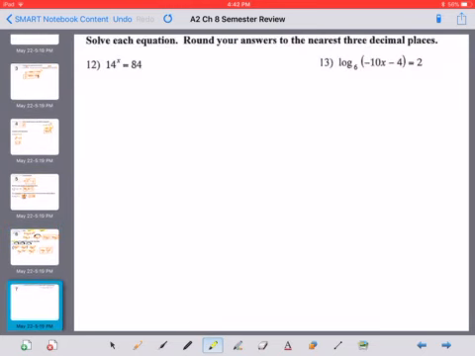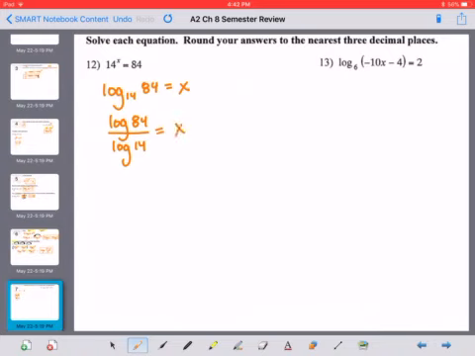Okay, these two problems here, we're actually going to do some solving. So if you have an exponent that you're trying to find, you should rewrite it in log form. So we'll rewrite this as log base 14 of 84 equals x. And then we'll actually do the same thing that we did in problem number 9. We'll rewrite this as log of 84 divided by log of 14.